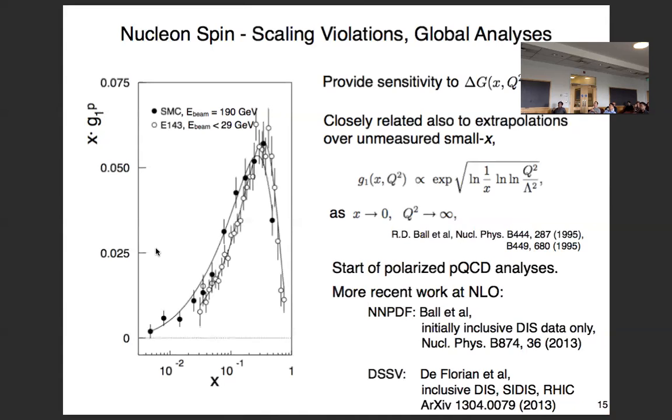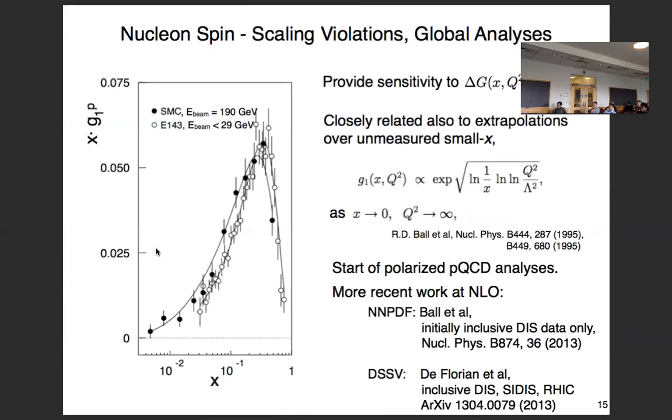So this was the start of polarized pQCD analysis. There are much more modern works at this point, and I think the two forefront ones at this time are the NNPDF group and the DSSV group. NNPDF initially started by analyzing only polarized inclusive deep inelastic scattering data. The DSSV group has been quicker to implement data that go beyond. They were certainly first to incorporate RHIC data. They were also first to incorporate semi-inclusive deep inelastic scattering data, at least in combination with the RHIC data.